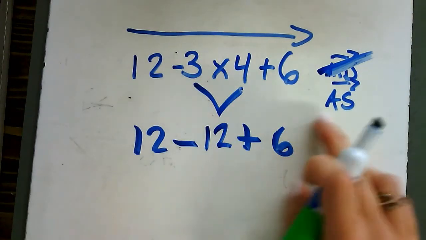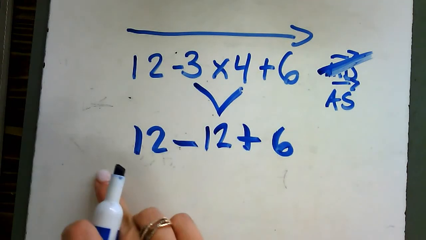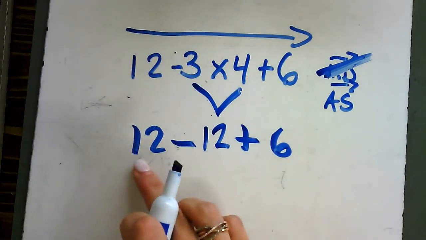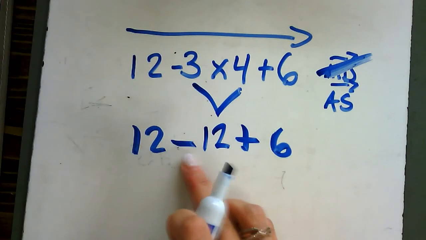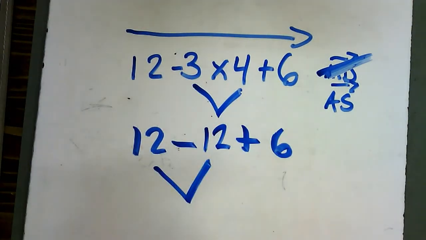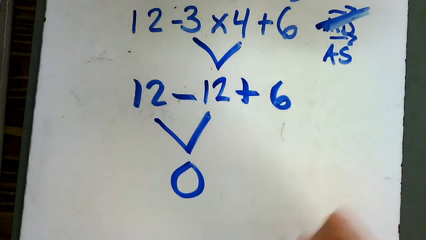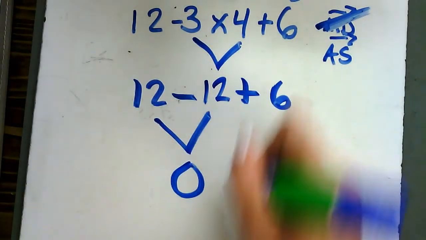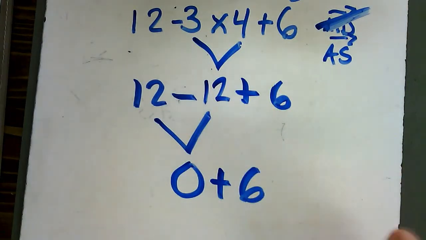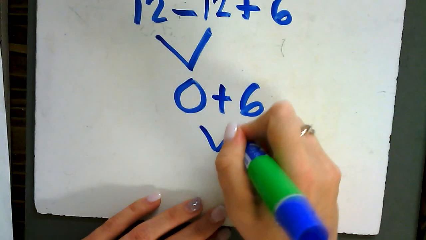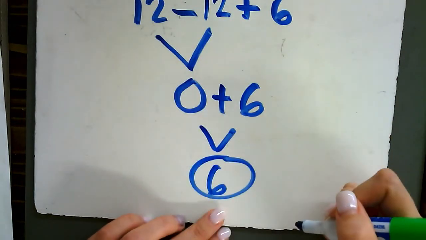Cross it out. Now I'm on to addition and subtraction from left to right, whatever I meet first. So going across, here we go, 12 minus 12. That's the one I solve first because I came to it first. 12 minus 12 is 0. Duh, we all know that. Bringing down my addition sign and my 6. Easy peasy, lemon squeezy. 0 plus 6 is 6.